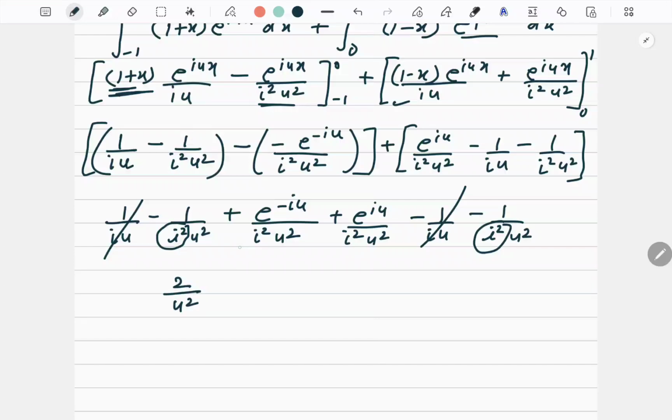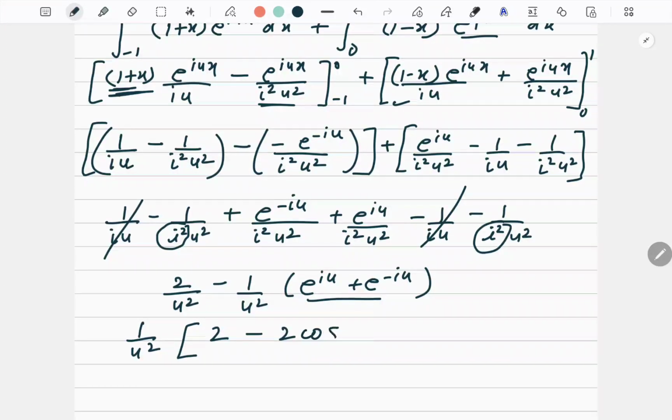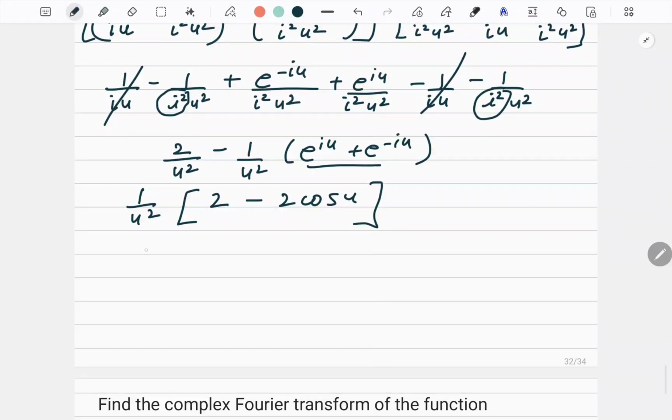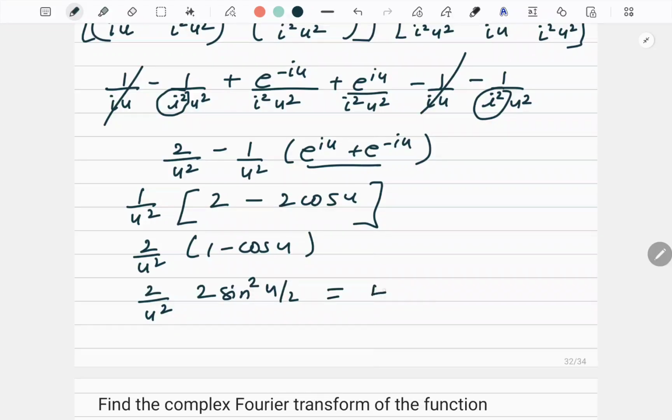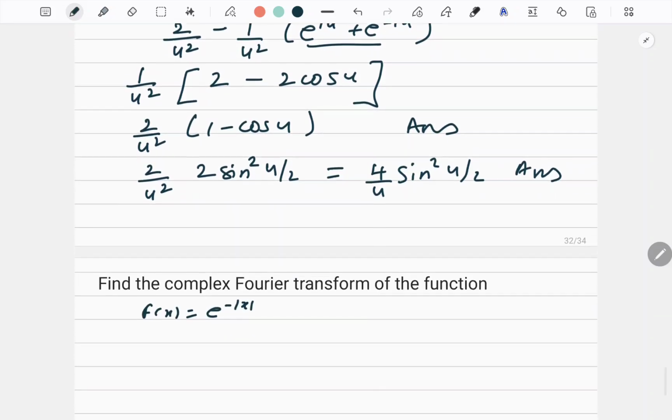Same way here, i square if I take common, i square is minus 1. So minus 1 by u square in bracket e to the power iu plus e to the power minus iu. So this is 1 by u square, if I take common, I am left with 2 minus, what is this? This is 2 cos u, right? So I can write it 2 upon u square (1 minus cos u). You can leave it like this also as an answer, and you can do it like this also, 2 sine square u by 2, which is equal to 4 by u square sine square u by 2, that is half angle formula. So this is also correct, and if you stop here, this is also correct, right? Now let's move to the next question.